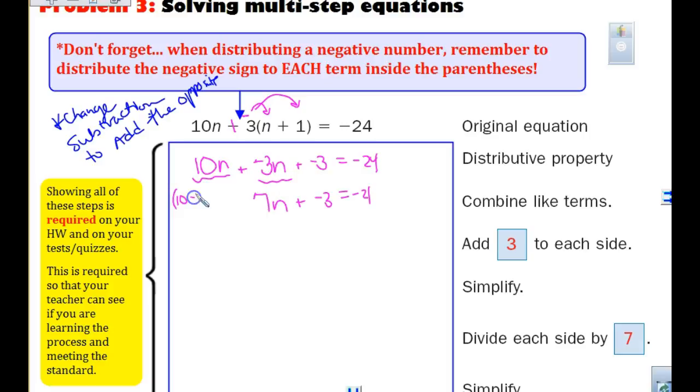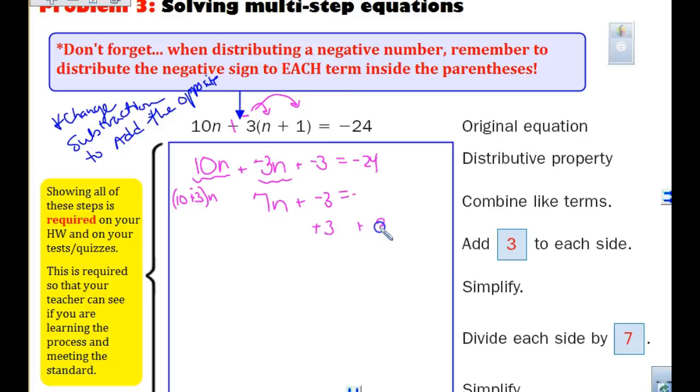Next step, as I'm looking, Carmen, would be to do what? I want to get 7n by itself. I'm going to add 3. I'm going to do that on both sides of the equal sign. So I had -24 on this side, and now I'm going to add 3 to that. When I add 3 to -24, it's actually like subtracting it.